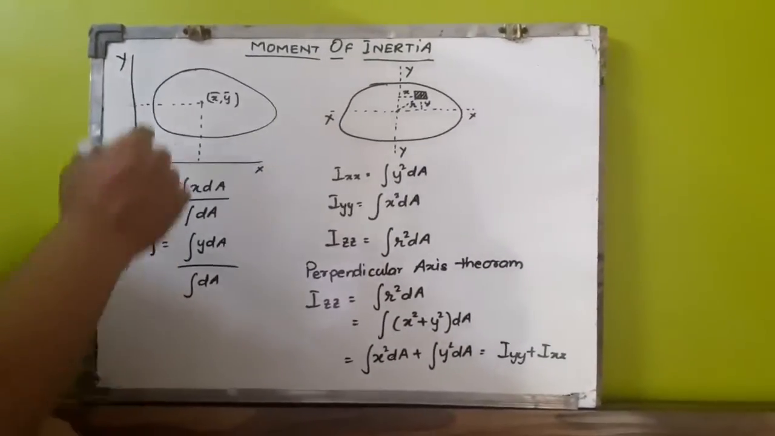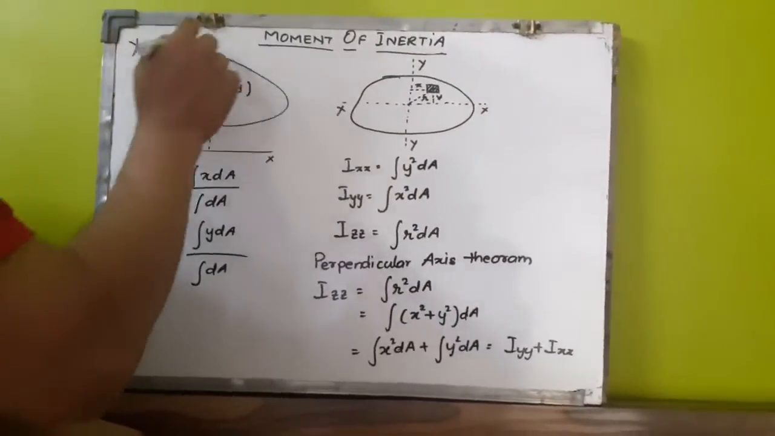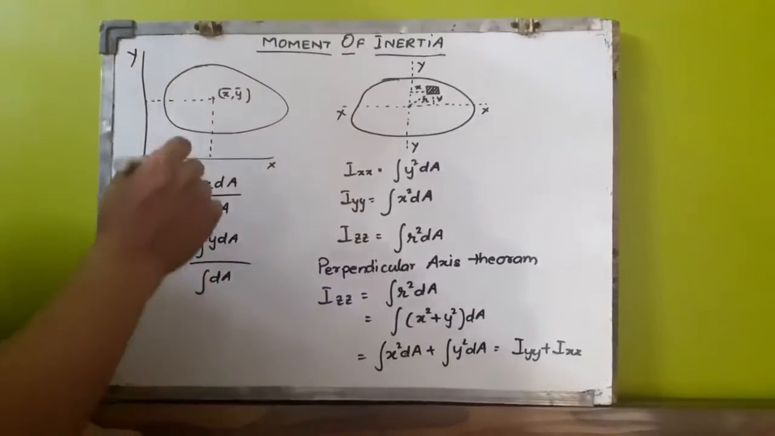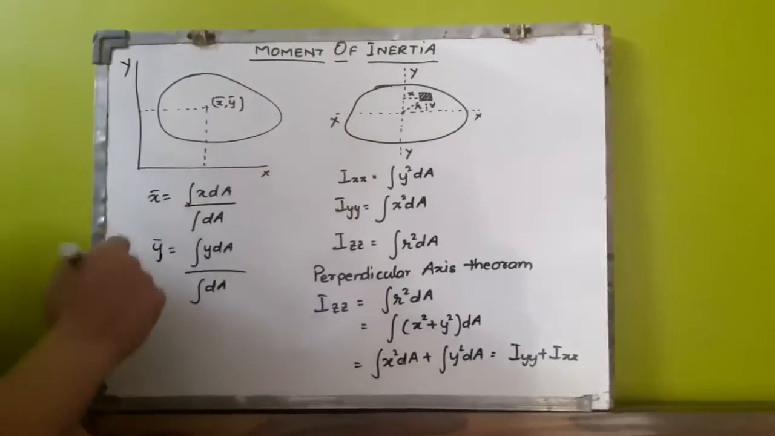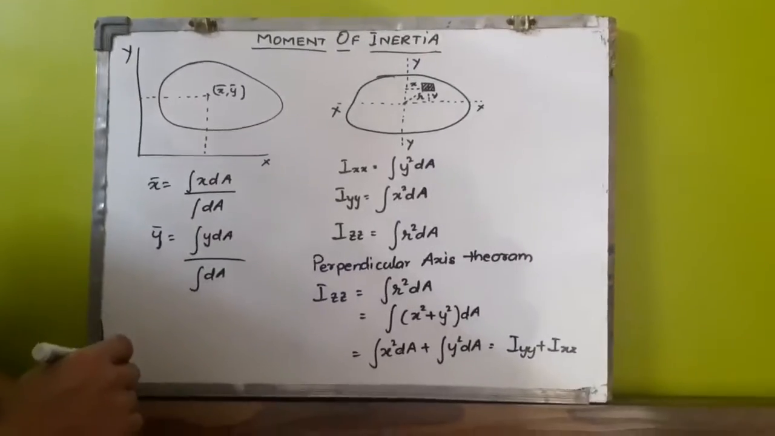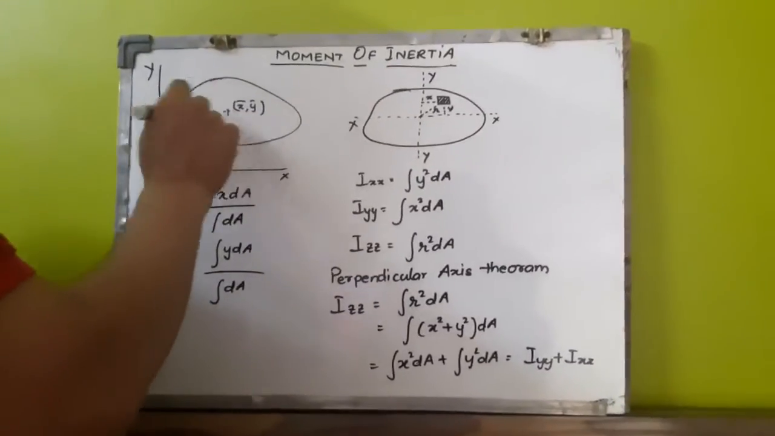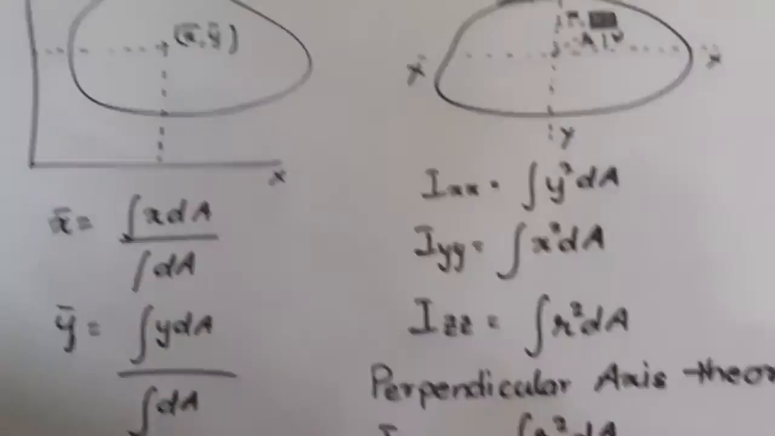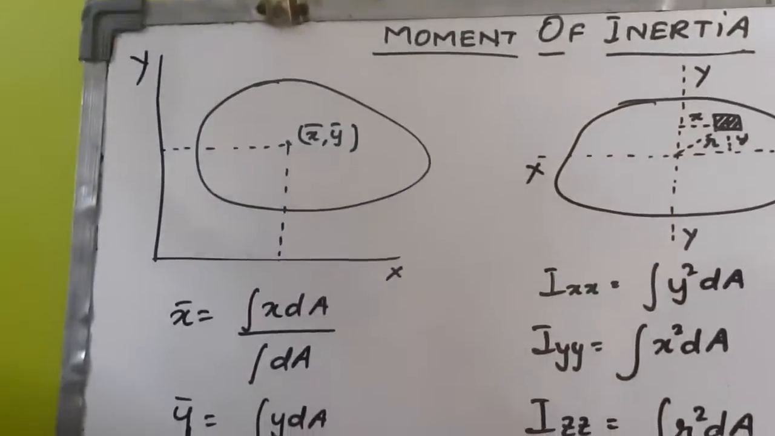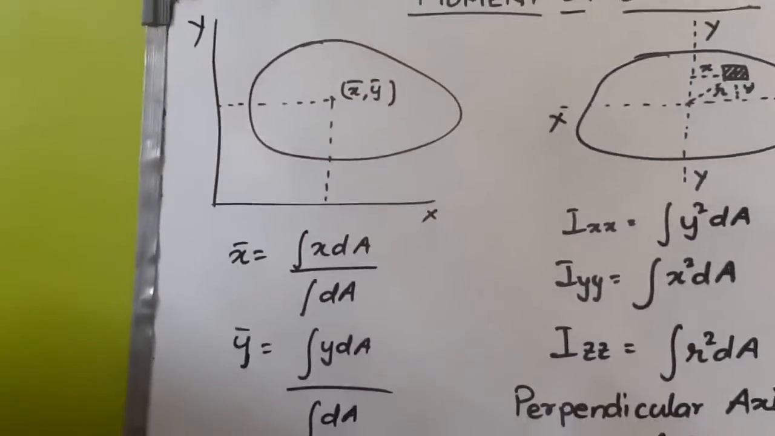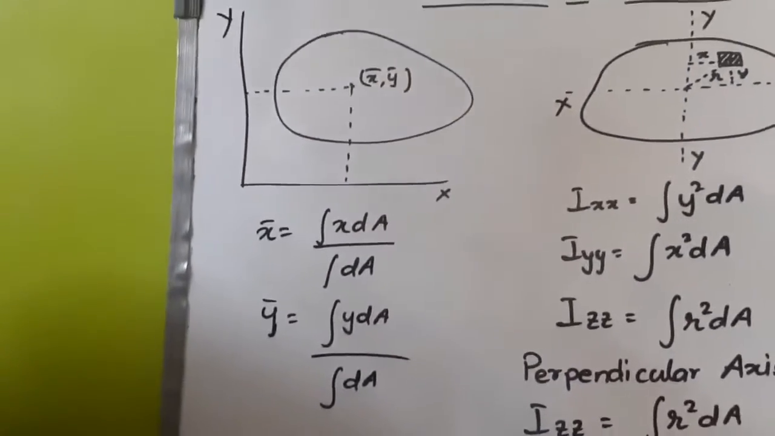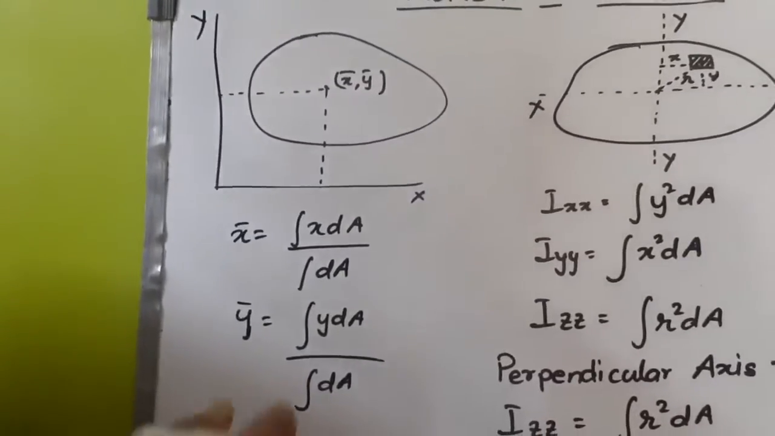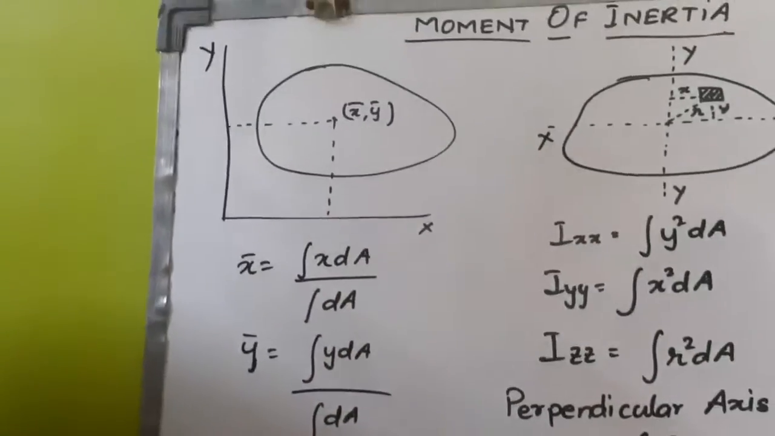So just to revise, if you have an arbitrary shaped body and you have an xy axis, this xy axis is your reference frame, and with this if you use these relationships, x bar is equal to integral x dA divided by integral dA and y bar is equal to integral y dA divided by integral dA, you can calculate the value of x bar and y bar.